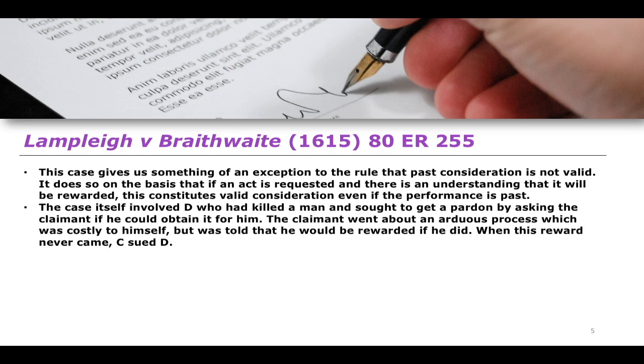The case itself involved the defendant who had killed a man and who had sought to get a pardon by asking the claimant if he could obtain it for him. So, 1615, there was a likelihood chance that he would probably go to the death penalty as a result of being a murderer. He had killed a man and he wanted to get a pardon, and he asked the claimant for a pardon. The claimant went about an arduous process, which was costly to himself, but was told that he would be rewarded if he did. This reward never came.